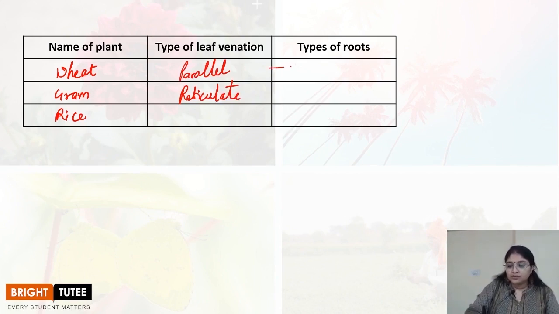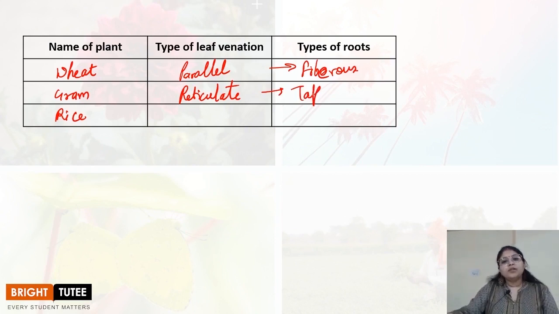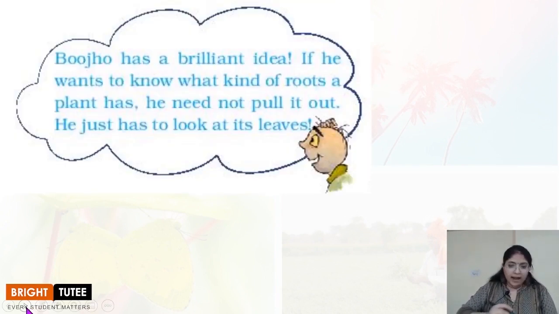So for parallel venation, we've seen the root is fibrous, right? Whereas for the reticulate venation, the root is taproot, right? So in this way we can observe that there is a relationship between the venation and the roots of a plant. With this particular activity, Bujo has a brilliant idea that if you want to know whether a plant has a taproot system or a fibrous root system, you need not pull it out. What you have to do is simply look at the venation.